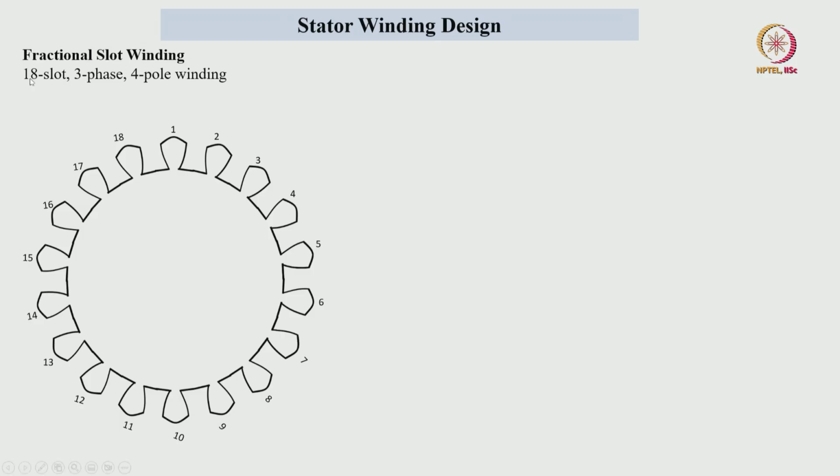We can see here a fractional slot winding, an 18 slot, 3 phase, 4 pole winding as an example, and the 18 slot stator core, with slot numbers from 1 to 18 represented. The slots per pole per phase, small q, is equal to capital Q divided by the number of phases times the number of poles, that will give 3 by 2. Because it is a fraction, q is equal to 3 by 2. That is the reason we are calling this type of winding a fractional slot winding.